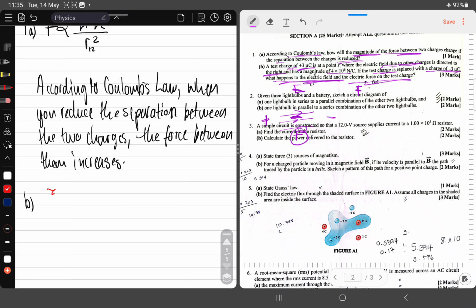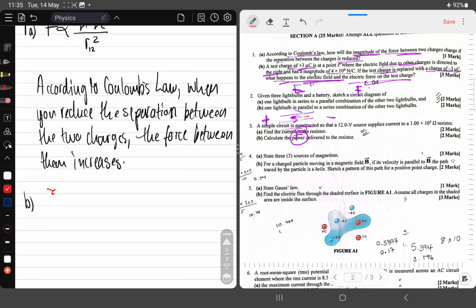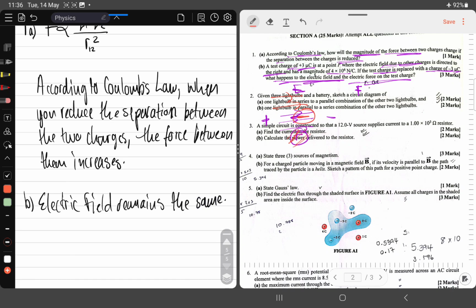So we have removed it and put a negative one. What happens to the field? Well, the field never changes. You have changed the charge, but the field is being made by other charges, not that charge. It was never made by the positive charge. It was just placed in the field. So what happens to the electric field? The electric field remains the same.